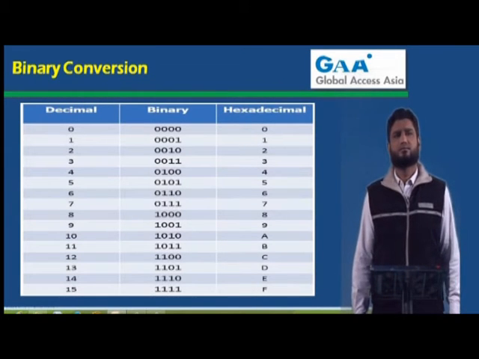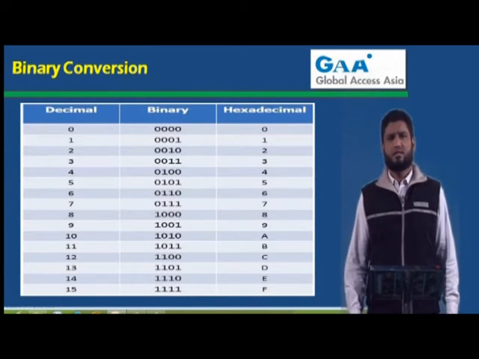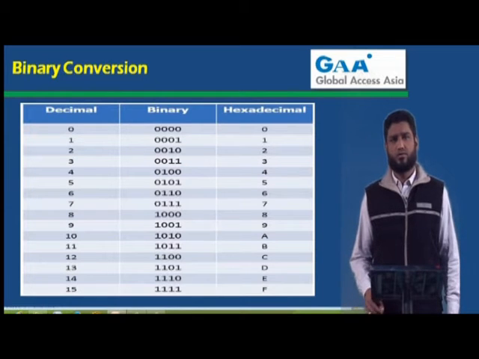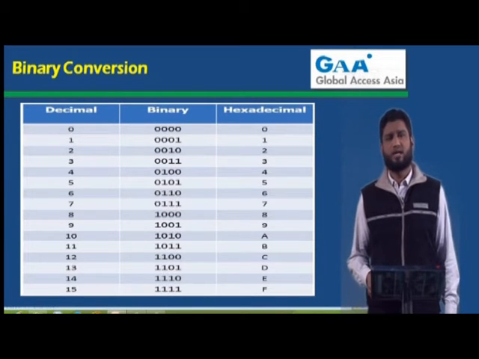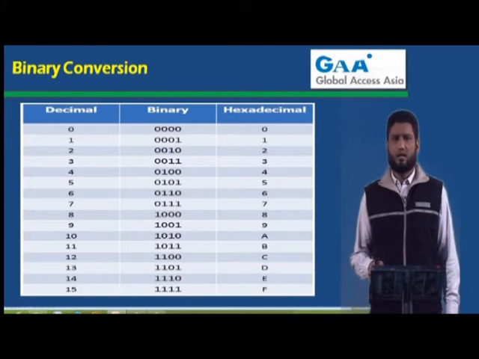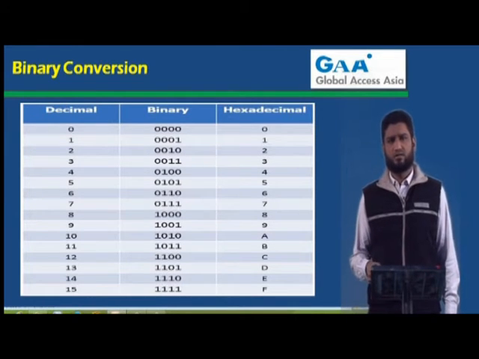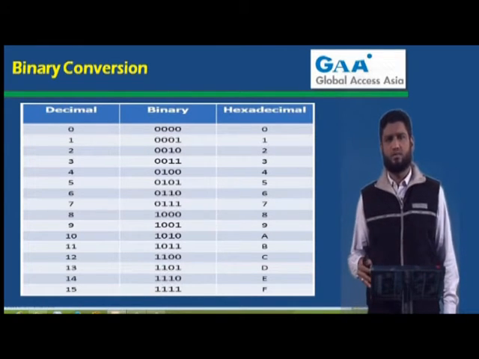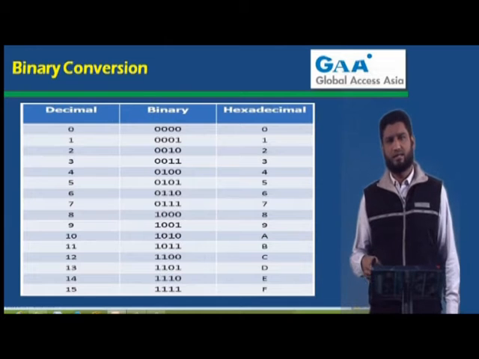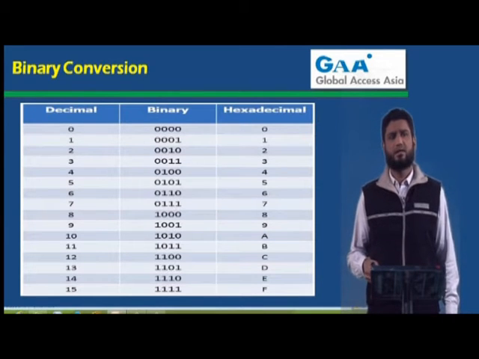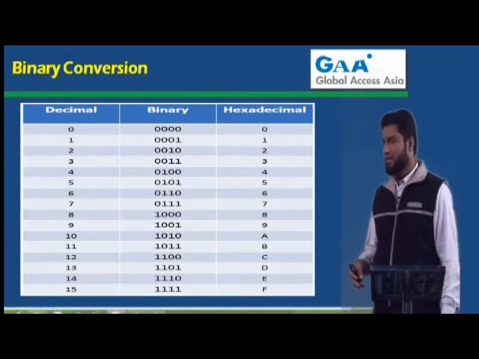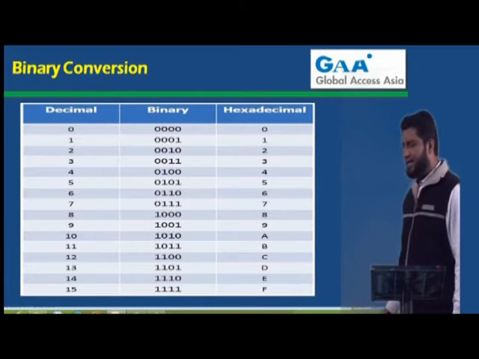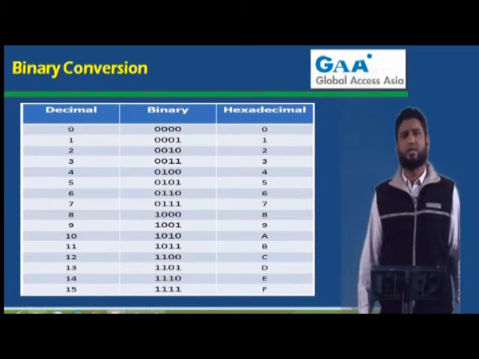Binary conversion is very easy, but you have to understand it, because this is very sensitive. If any bits mismatch in this configuration, the whole system or the whole IP addressing technique will be wrong. So here you can see the decimal, and on the right side the binary values and the hexadecimal values.